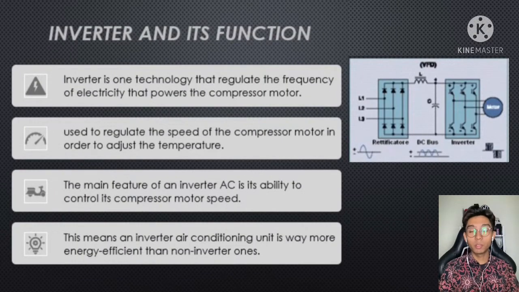Next one is the inverter and its function. Inverter is one technology that regulates the frequency of electricity that powers the compressor motor. An inverter is used to regulate the speed of the compressor motor in order to adjust the temperature. The main feature of an inverter aircon is its ability to control its compressor motor speed. The regulated speed allows the unit to maintain the temperature without having to power down its motor. This means an inverter air conditioning unit is way more energy efficient than non-inverter ones.